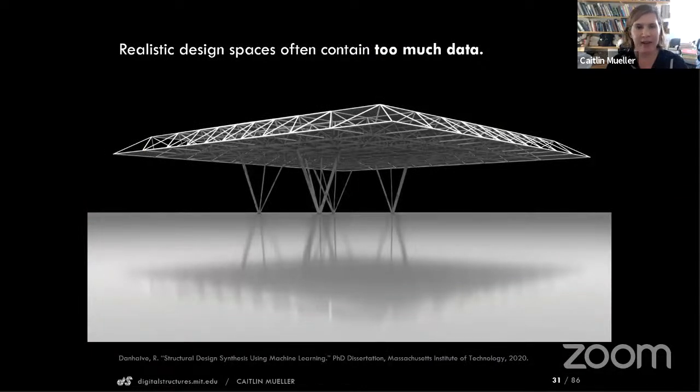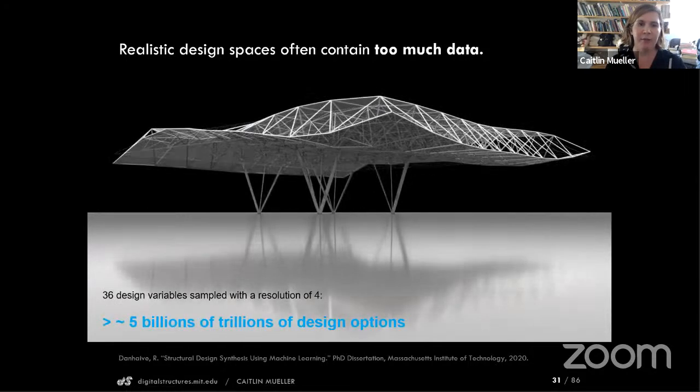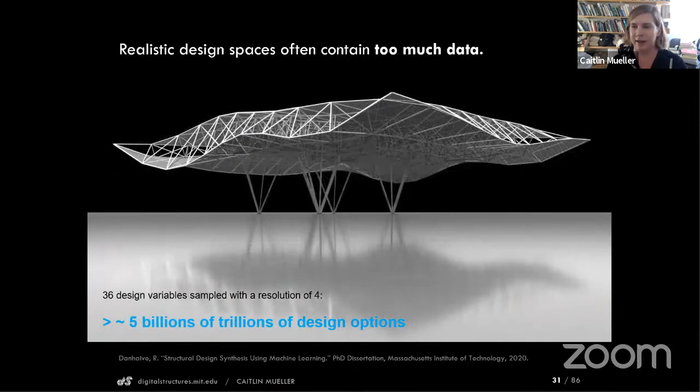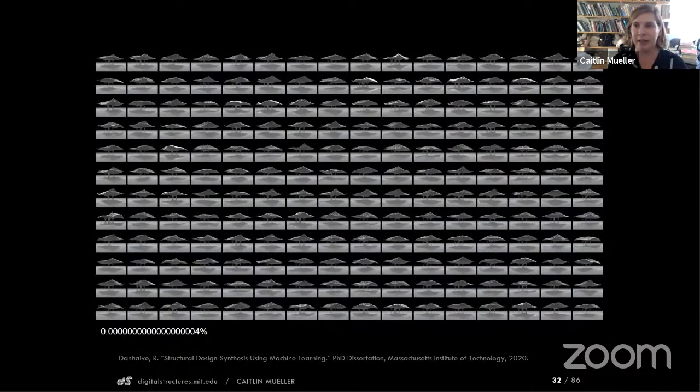A problem with everything I've shown you, however, is that these design spaces can become impractically enormous. So for example, for that long span truss roof that I showed here, if we were to parameterize this in a rather simple manner, let's say the coordinates of control points, I had 36 variables and I sampled them at a resolution of 4. This is how many designs I have. Here's me looking at a very, very, very tiny percentage of the design space.